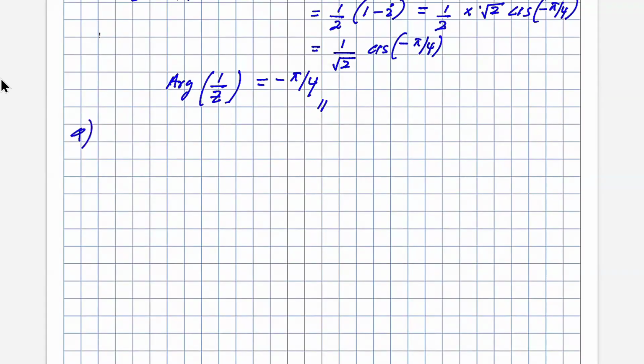What about this one? Show that sin theta plus I cos theta is equal to cis pi divided by 2 minus theta. Try that question for me.